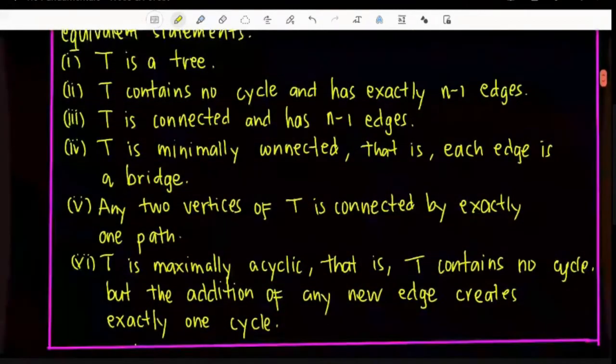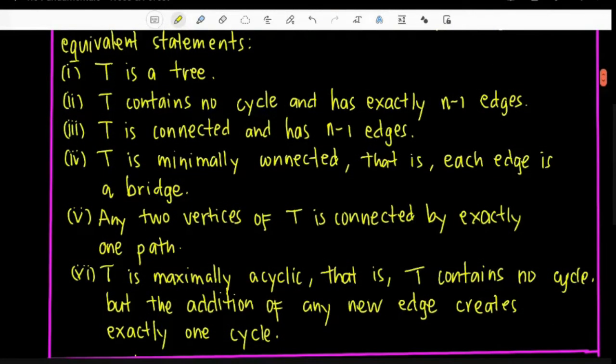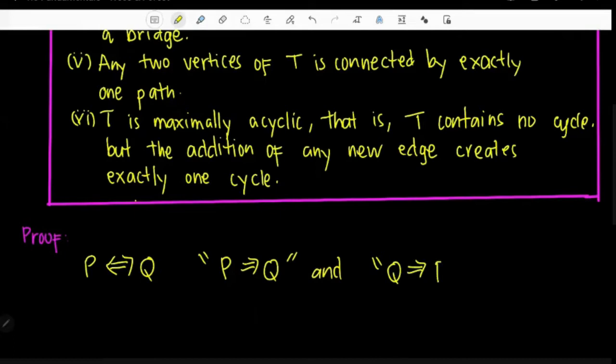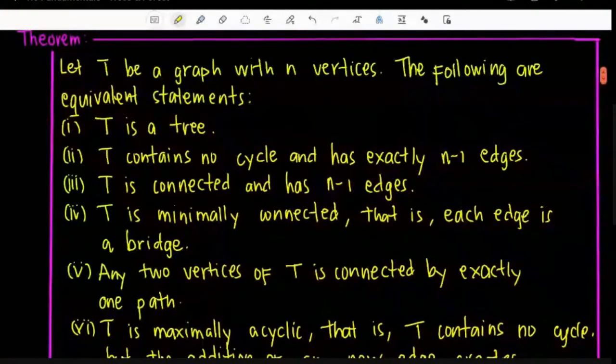So what we will do now is we will prove this theorem. Okay? So how do we prove equivalent statements? To prove a biconditional statement, for example, P if and only if Q, we need to show that P implies Q and Q implies P. Now, what we want here are six different statements which we say to be equivalent.